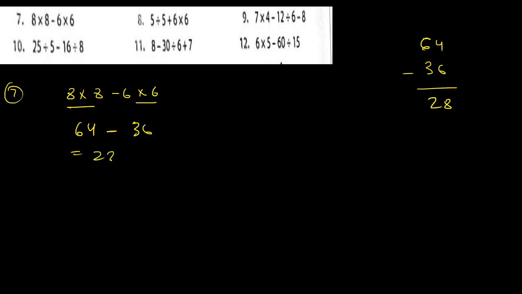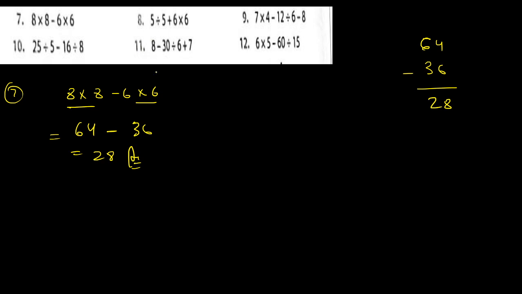Question number 7. 8 multiplied by 8 minus 6 multiplied by 6. So first we'll do multiply. So 8 8s are 64 minus 6 6s are 36. Now 64 minus 36. So 14 minus 6 is 8 and 5 minus 3 is 2. So your answer is 28.